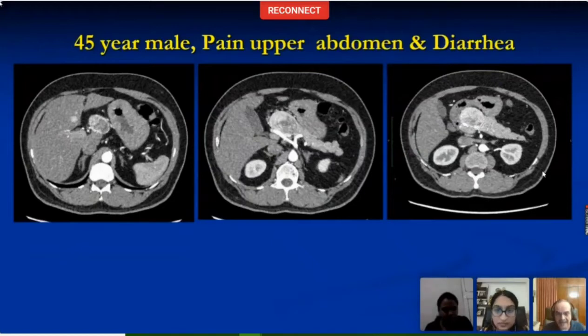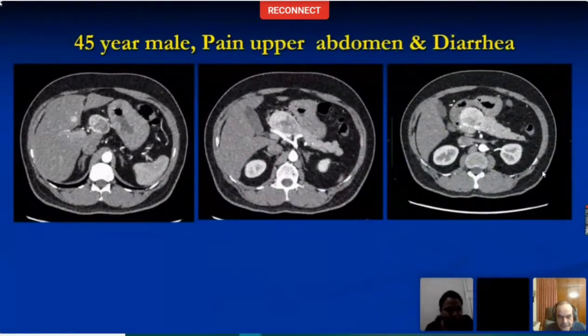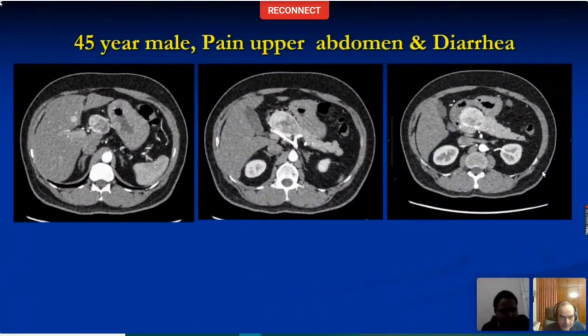Abdomen, and diarrhea. So, Abhinava, would you like to start? Sir, in the first image, I can see a hypodense lesion in the head of the pancreas, heterogeneously enhancing it is, and... Yeah, go ahead. What else can you see?